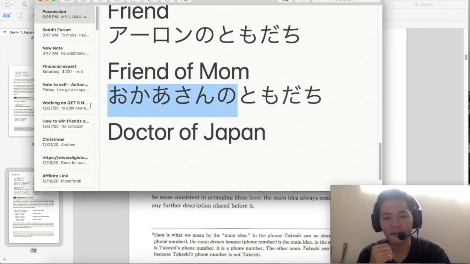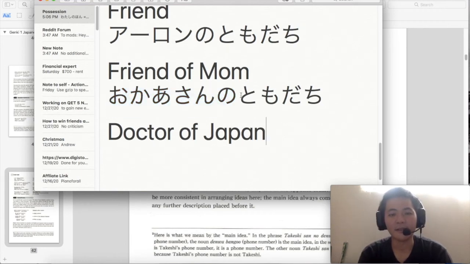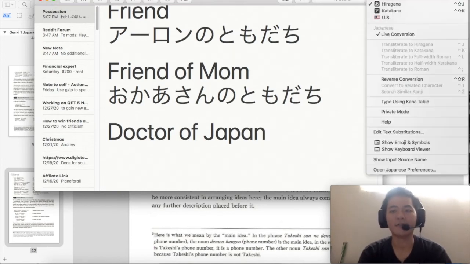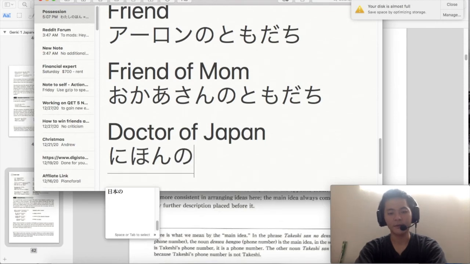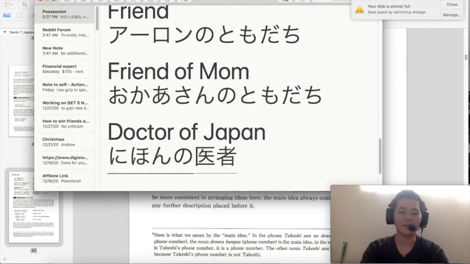So I think that if you guys are able to start creating sentences like this and start practicing it, I think it'll get easier and easier to understand what I'm talking about here. But basically, that is what I'm trying to explain to you guys, is that okasan no tomodachi means a friend of mom. So let's go on to this next one here, doctor of Japan. So how would you guys write this? Nihon no isha. Isha is doctor. Nihon is Japan.